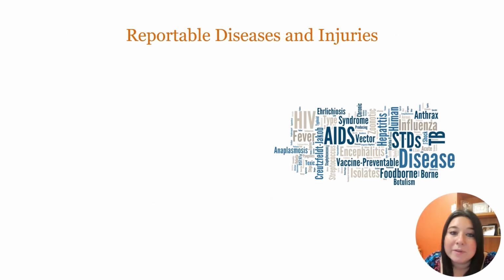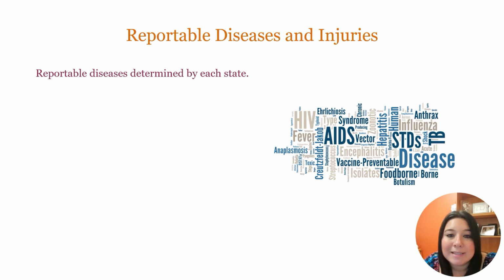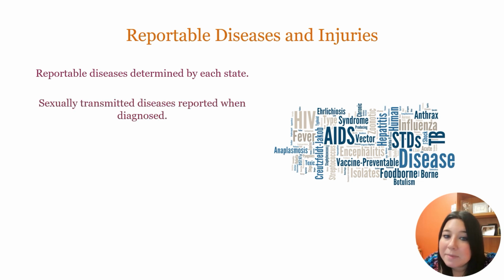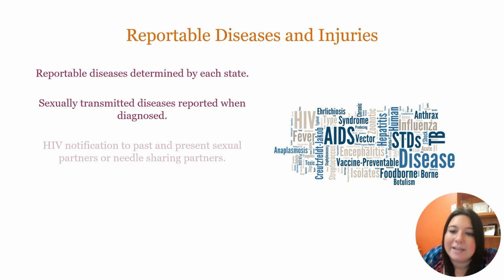Next, we'll discuss reportable diseases and injuries. So each state determines how and when these diseases need to be reported. Sexually transmitted diseases are typically reported when they are diagnosed. So the physician or doctor that diagnosed them is going to report that a patient has a sexually transmitted disease. They usually don't go into specifics, such as their name or any identifying characteristics that would go against HIPAA, but they are going to report to the state that a patient came in with this STD.